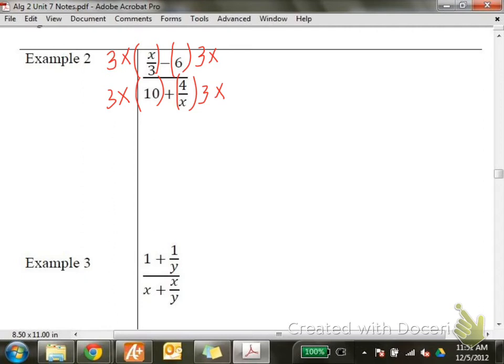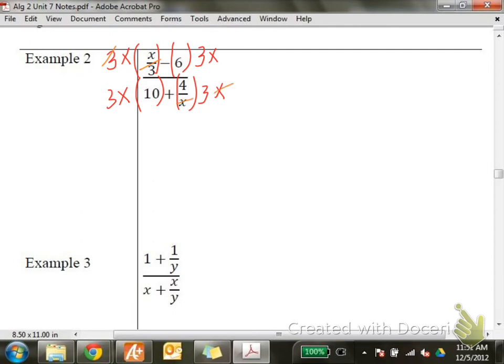Okay, so now we can actually start canceling. Look right here, 3x and x over 3. What reduces? 3 and 3. Can I reduce x and x? No, it's all in the numerator. That doesn't reduce. 6 and 3x, does anything reduce there? No, because it's not a fraction. 3x and 10, anything reduce? No. What about x and 3x? Yes. The x is reduced.